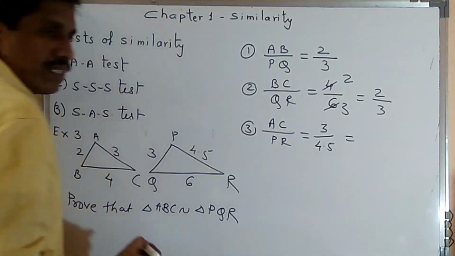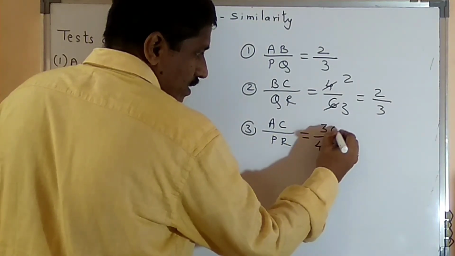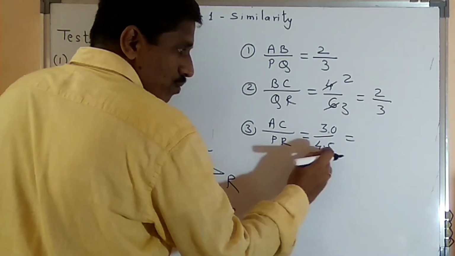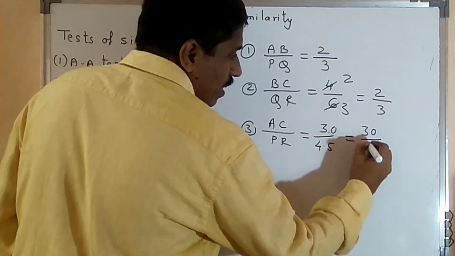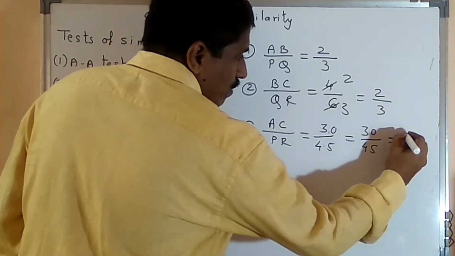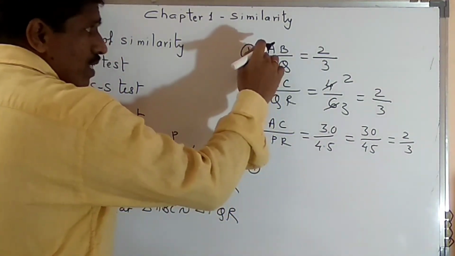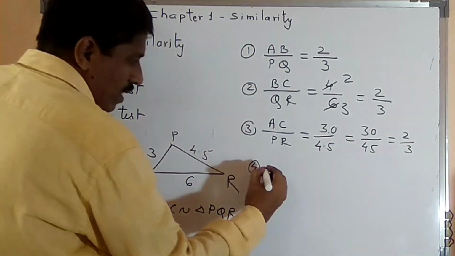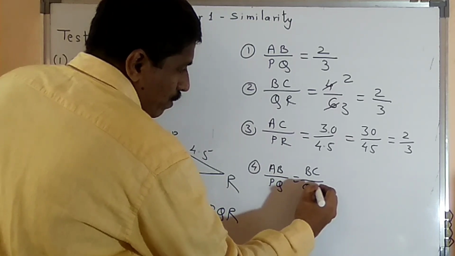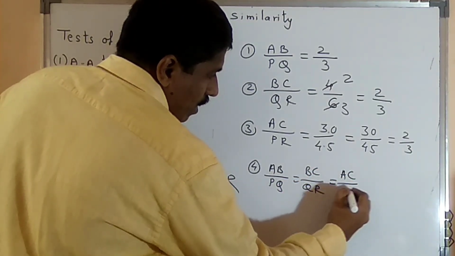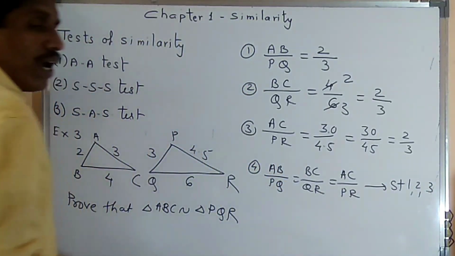Be careful, since a decimal is there, remove the decimal first. So first I will write this as 3.0 upon 4.5. I will make decimals equal and then remove decimals. I will get 30 upon 45. If I simplify it, again I am getting 2 upon 3. So from statements number 1, 2 and 3, what will I get? AB upon PQ is equal to BC upon QR is equal to AC upon PR. Reason for this is from statements 1, 2 and 3.